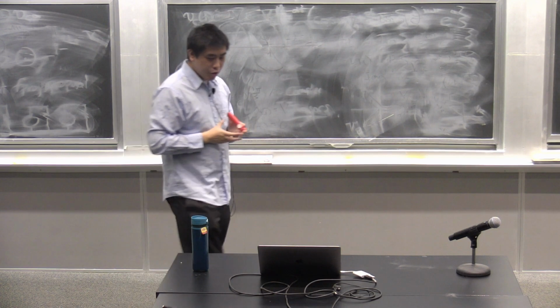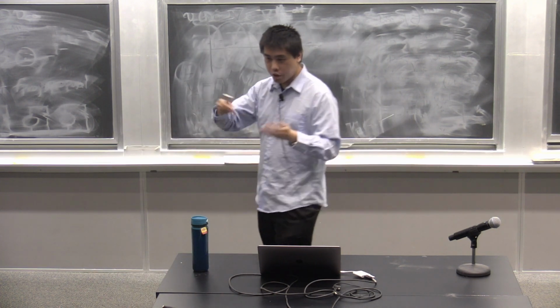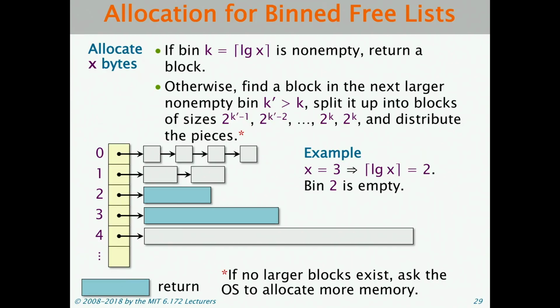Okay, and if there are no larger blocks that exist, so that means all of the bins higher than the bin I'm looking at are empty, then I need to go to the OS to request more memory. And then after I get that memory, I'll split it up so I can satisfy my allocation request.